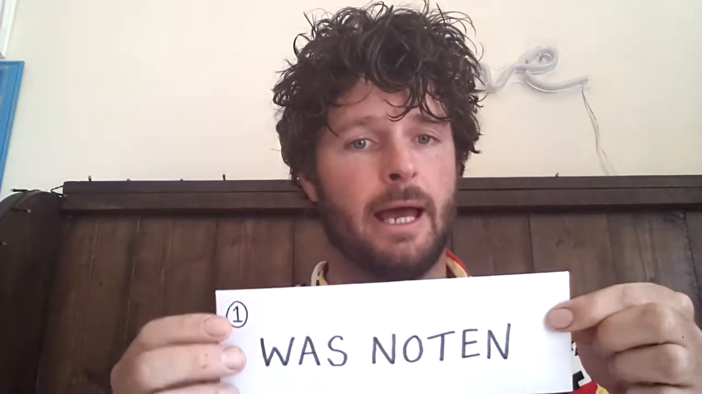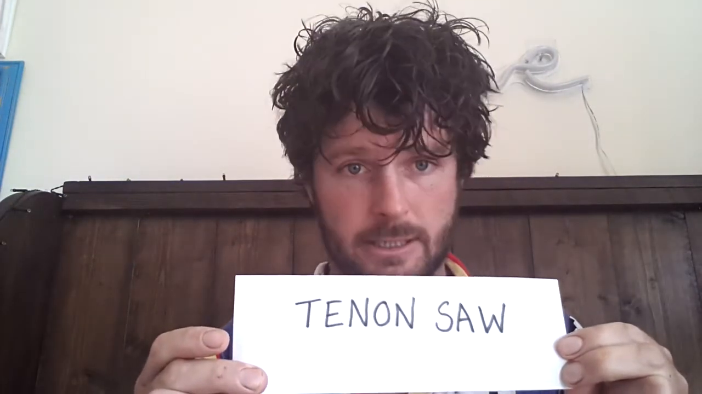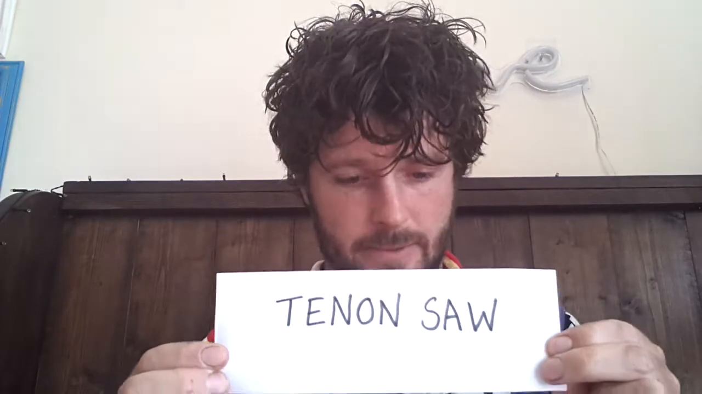Okay, now I'm going to go through the answers. So, anagram 1 was notten. And was notten is tenon saw. Did you get it? Tenon saw. Give yourself a tick if you did. Number 2. Who is Mr. Hain? Well, Mr. Hain is in fact hammer. Hammer is number 2.